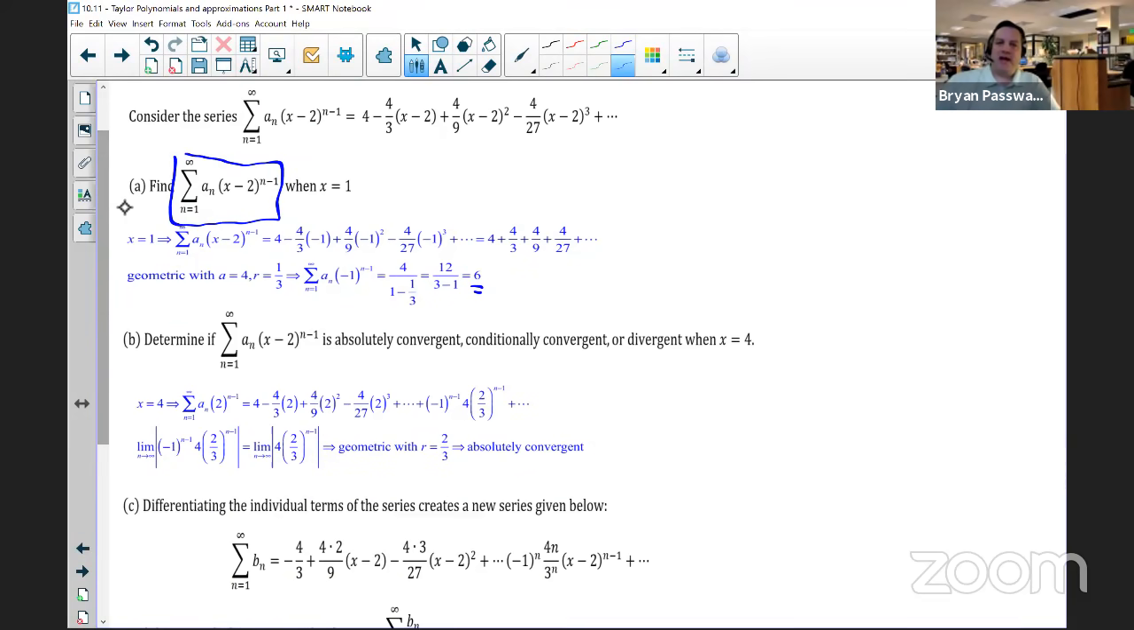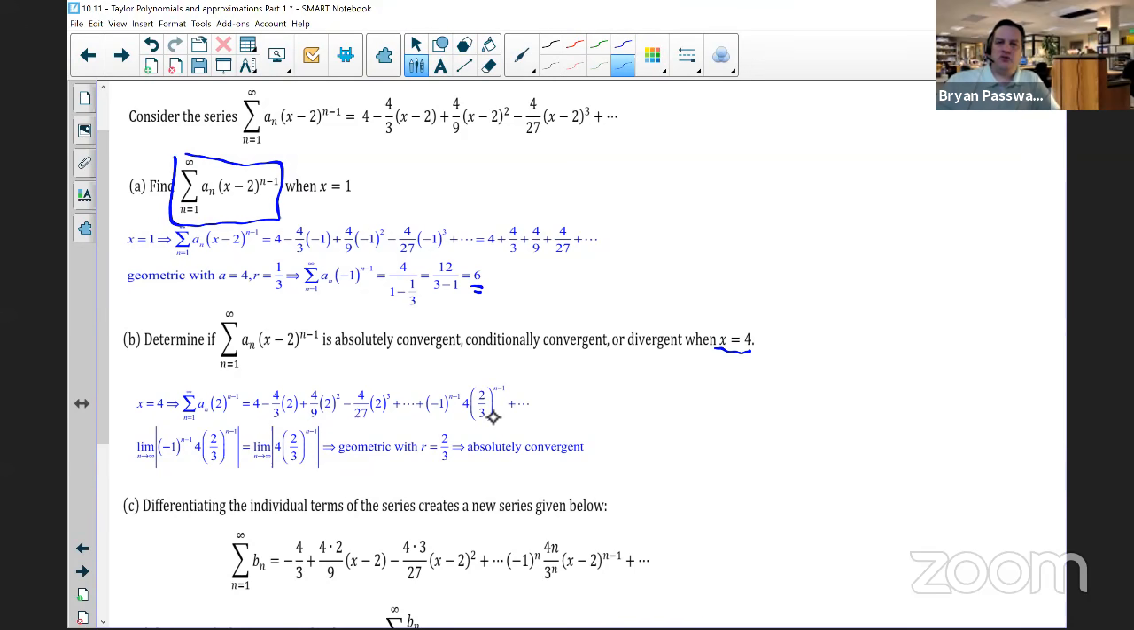And then part B takes us back to our idea of absolute versus conditional convergence. And so now it says, well, what if x is 4? Let's kind of play around with that a little bit. Well, if x is 4, it creates this alternating series. And because it's alternating, it brings up this idea, does it converge, first of all? And if it does converge, did it converge because it was alternating, or did it converge despite the fact that, it wouldn't have mattered if it alternated or not, it would have converged no matter what. In this case, it ended up being a geometric series again, where r is 2/3. So we know that it converges.